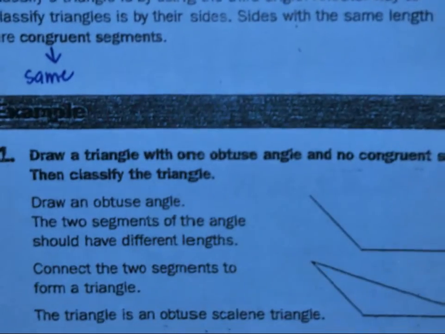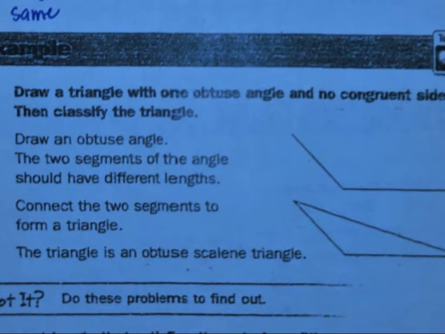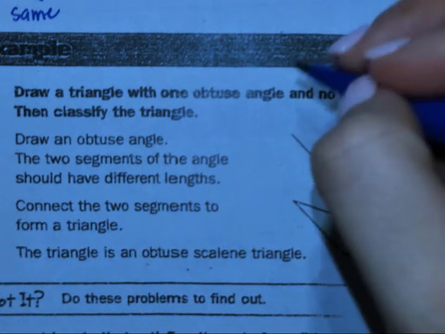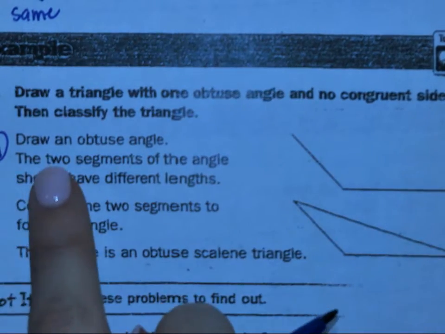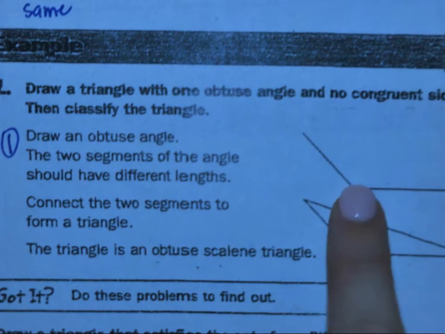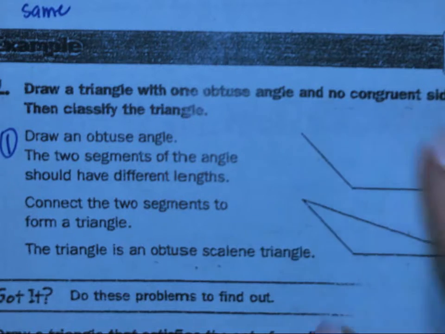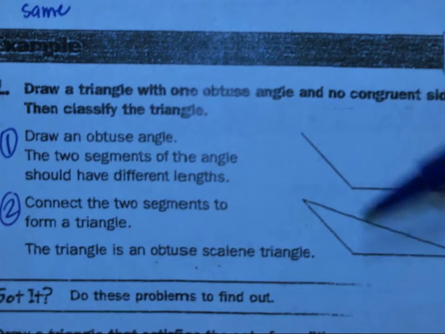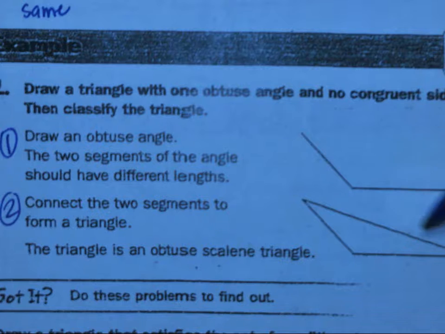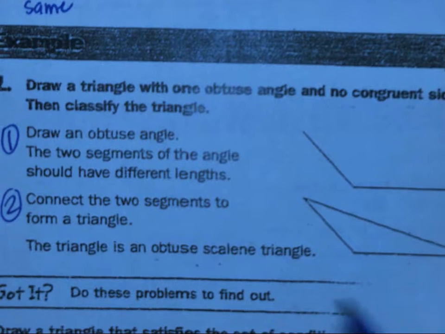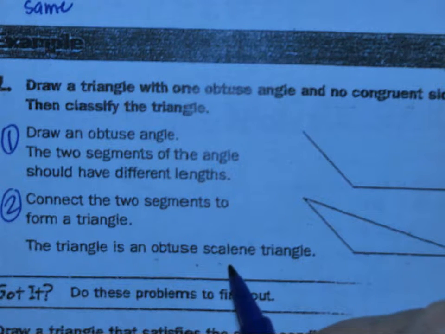Alright, so let's look at an example. They want us to draw a triangle with 1 obtuse angle and no congruent sides. So all of my sides are going to be different lengths, and then only 1 angle is going to be obtuse. So my first step was to draw an obtuse angle, which is what we did right here. That clearly is larger than 90 degrees. Okay. And then the second step, all you have to do is draw that line to connect your ends. And then now you have an obtuse triangle. Why is it scalene?